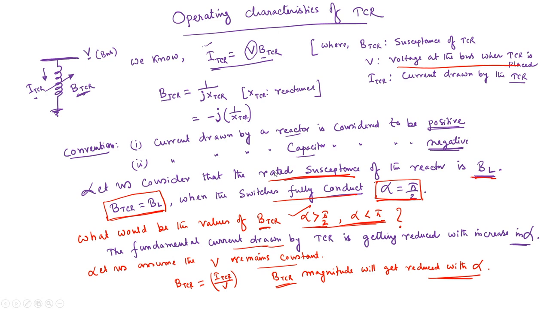Now, let us plot these characteristics, because our main goal is to plot the operating characteristics of the TCR. So, what we will do is, let us plot the voltage V versus ITCR. Now, how would the plot be? The plot would be something like this.